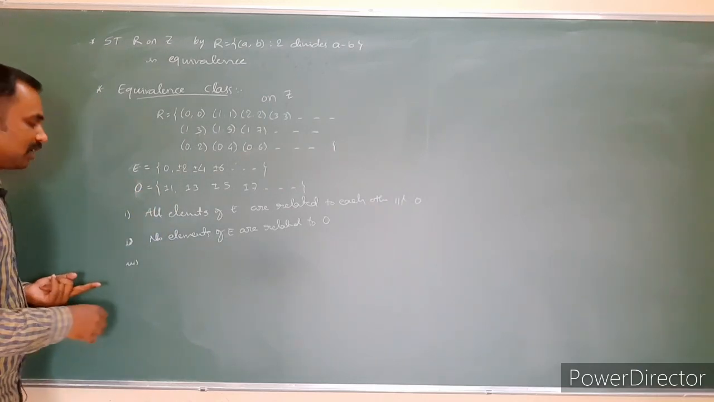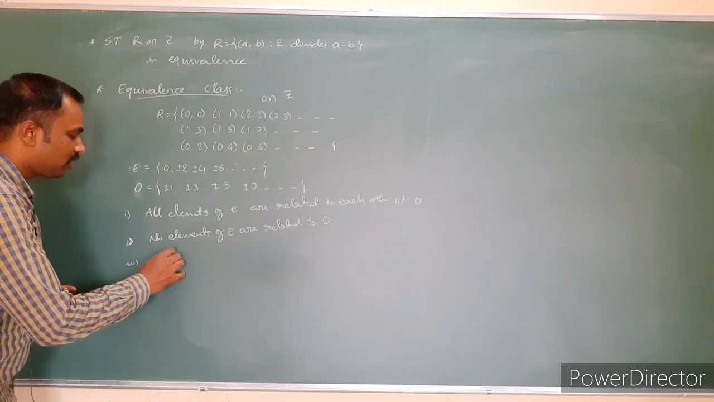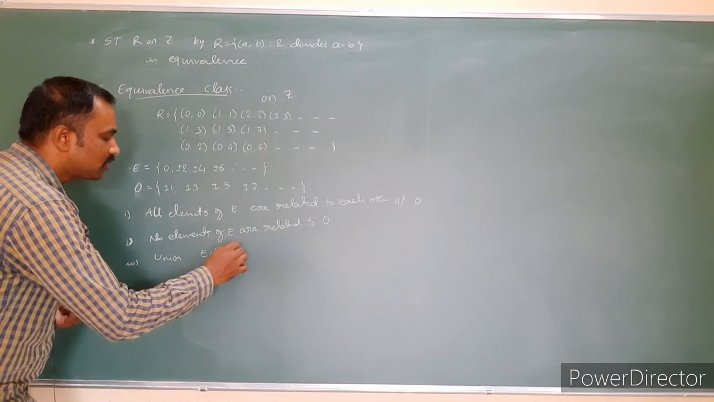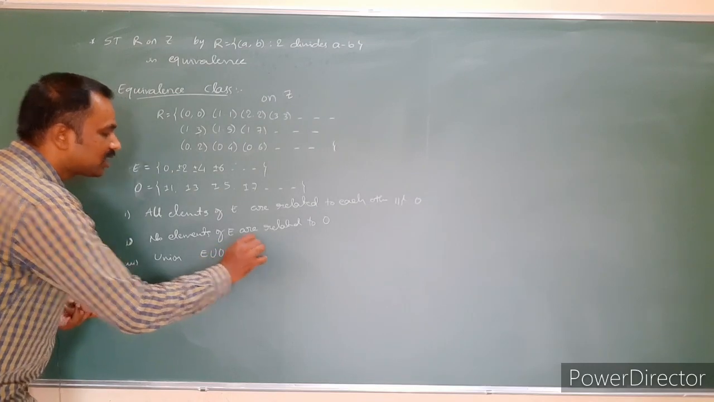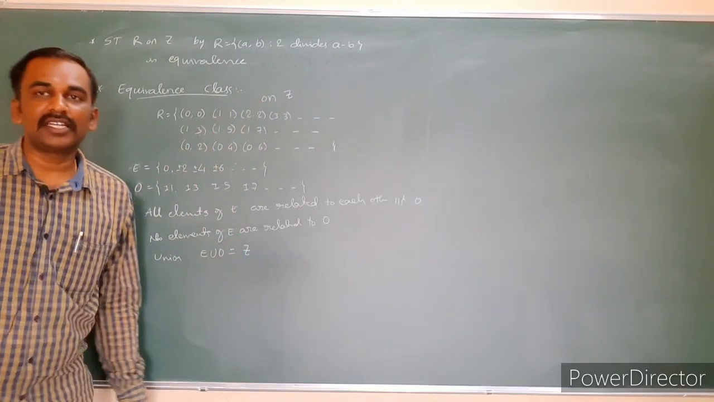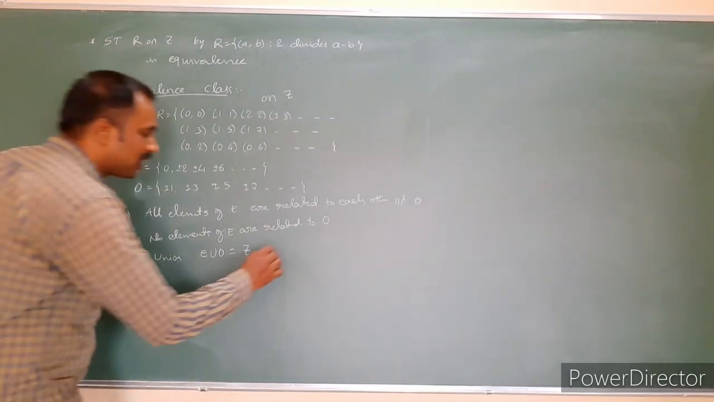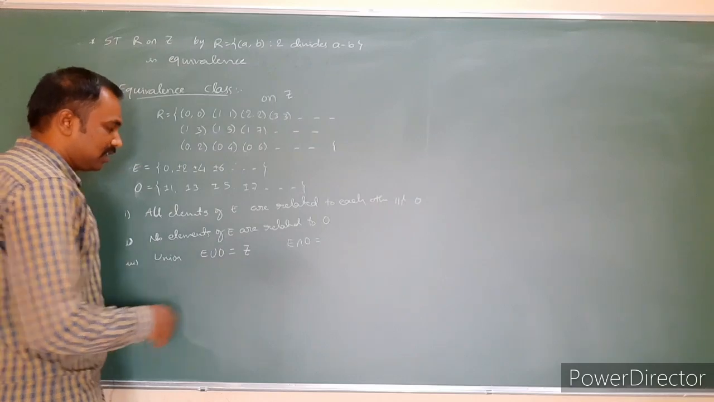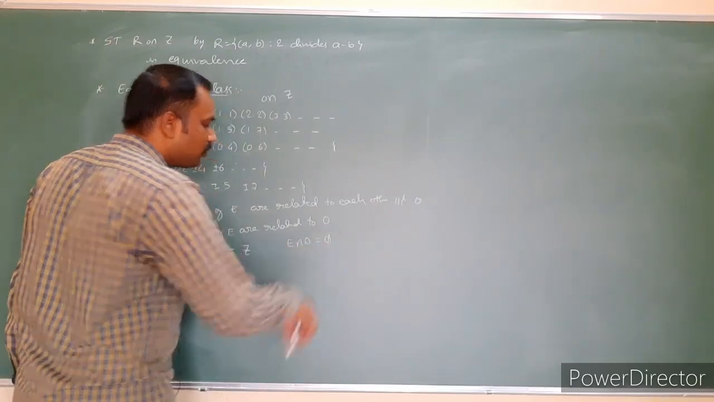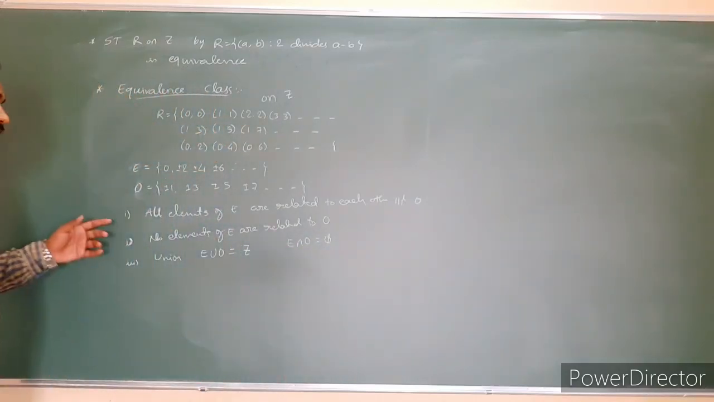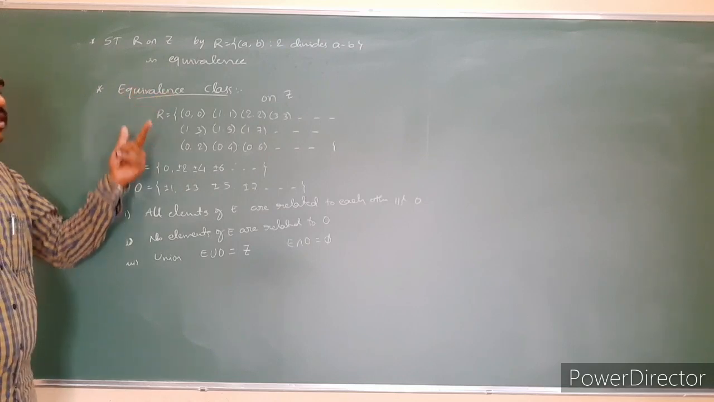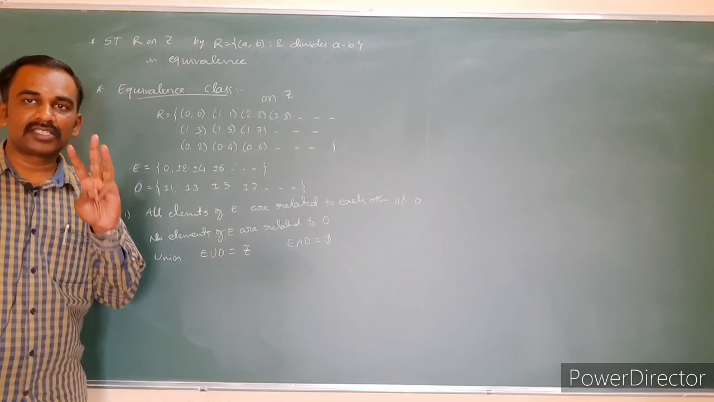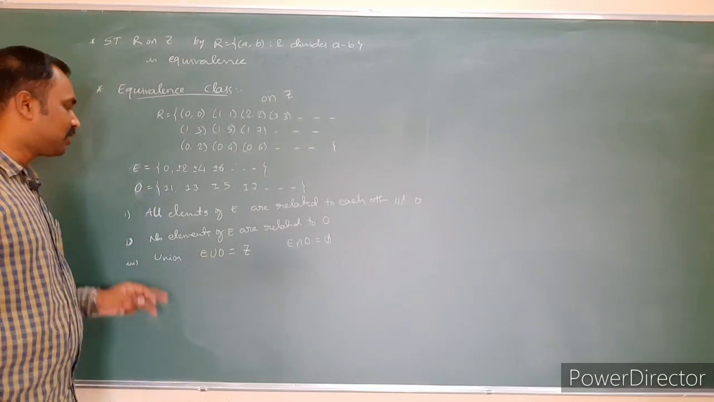Third case: if I take the union of the two subsets, we get the whole original set Z, and apart from that, the intersection of E and O is equal to the null set. To discuss the equivalence class, these three conditions are very important. What are the three conditions? I am once again repeating.